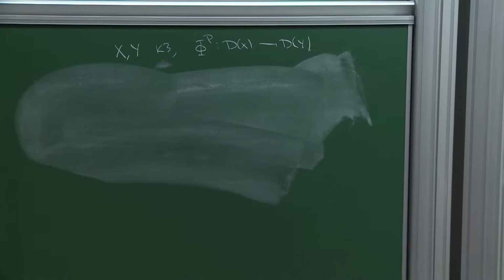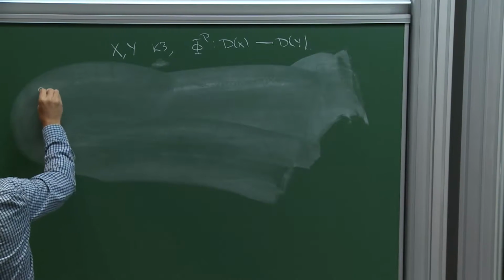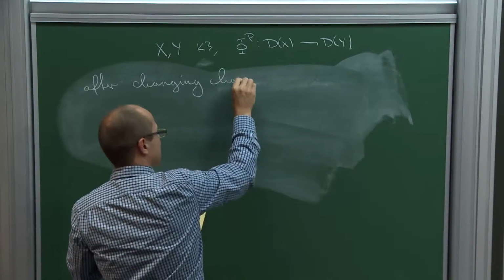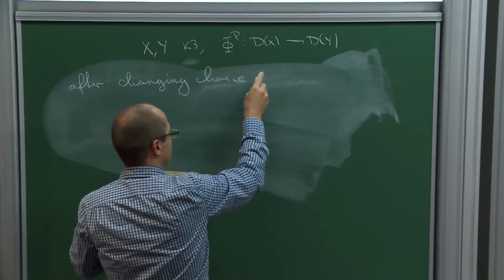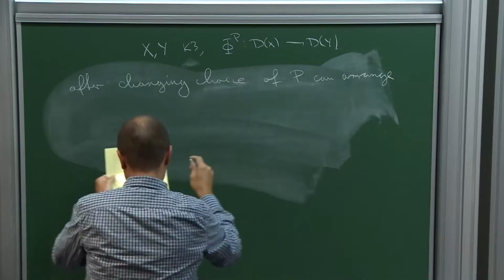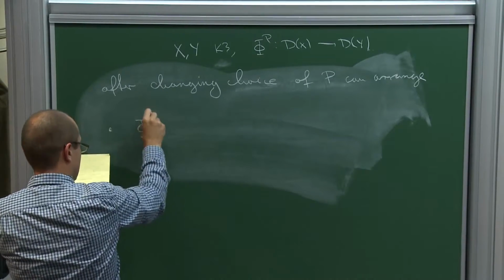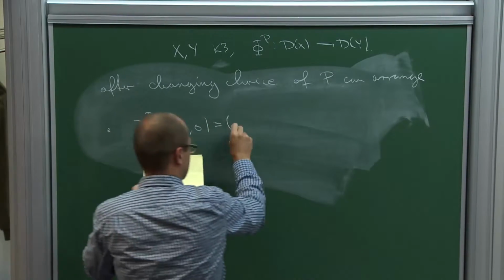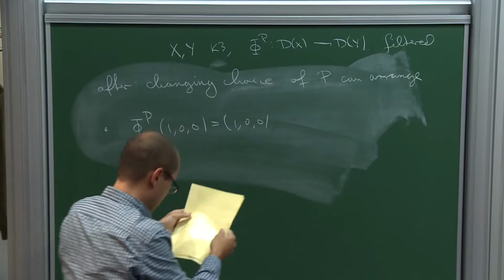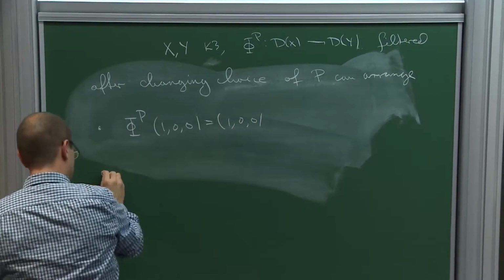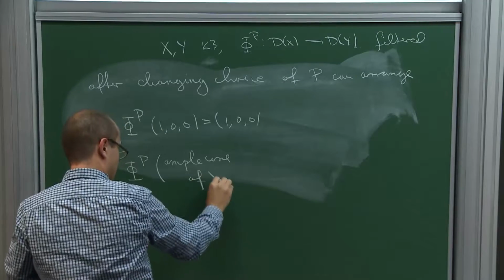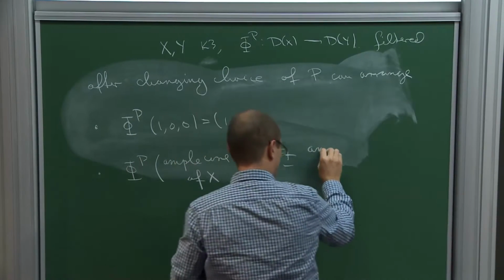So when you're in this situation, after changing the choice of P, so you always have to do these kind of basic operations, you can arrange that Φ_P(O) is O, and so I'm assuming this is filtered also. Sorry. So I'm putting a lot of conditions, but once you have that, you can arrange that it takes the ample cone of X to plus or minus the ample cone of Y.